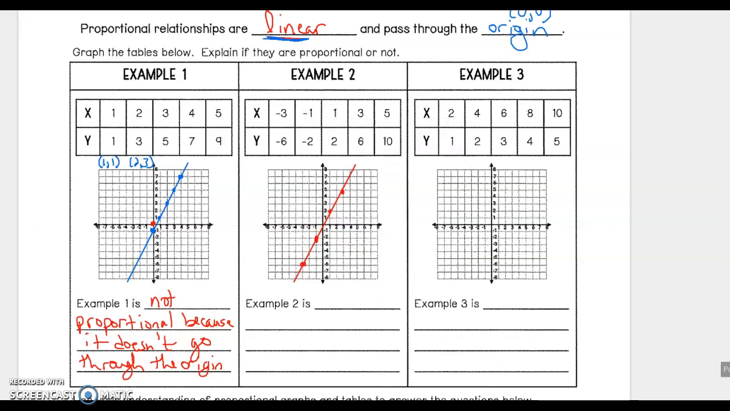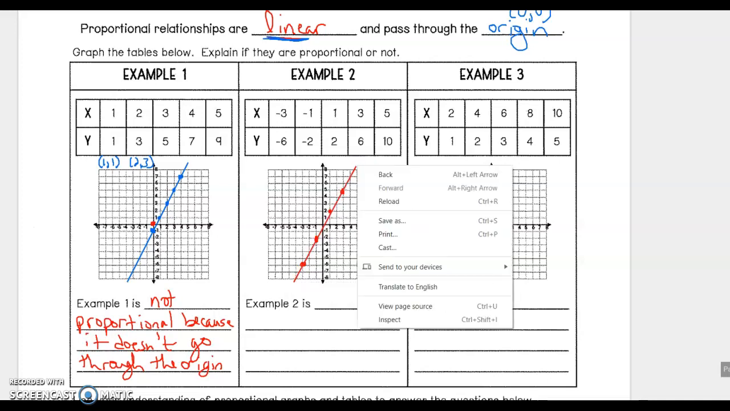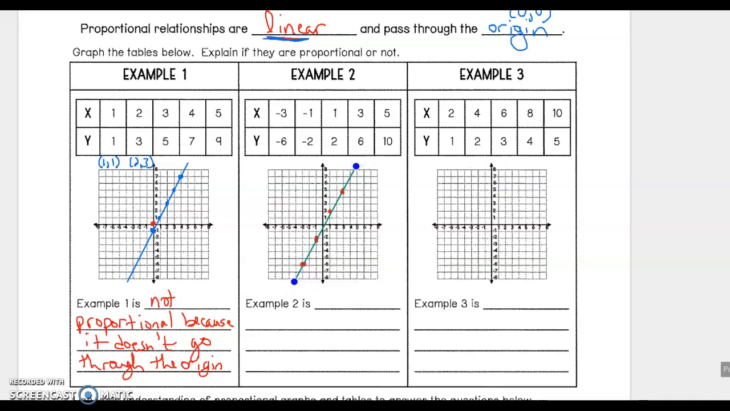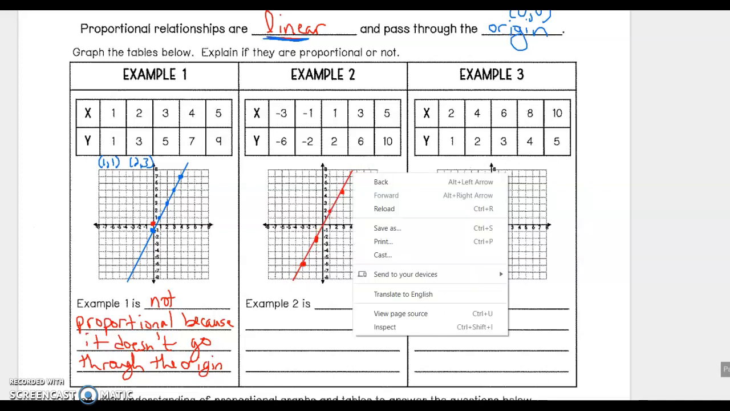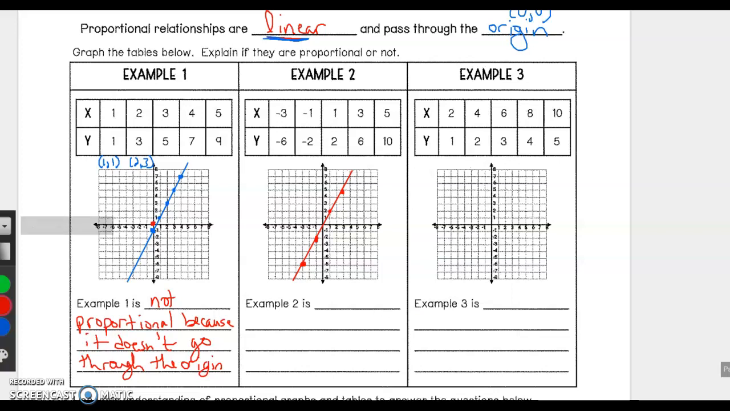Okay. And try not to hit other buttons. And try to be a little more exact, not just through my marker, but through the grid lines. I think we're pretty close there. The perfectionist in me wants to get it exact, but we'd say that this one is proportional. Example 2 is proportional.